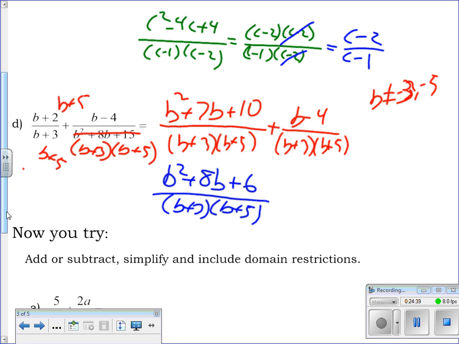Okay. Now I want to look, can I factor and reduce? Let's take a look at this. Are there two numbers that multiply to give me 6 that add to give me positive 8? 1 and 6, no. 2 and 3, no. So it's not factorable anyways.